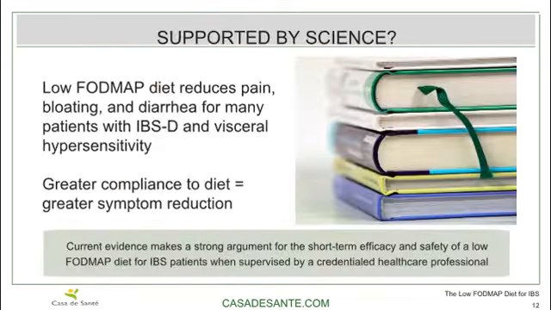The low FODMAP diet reduces pain, bloating, and diarrhea for many patients with IBS-D and visceral hypersensitivity. Greater compliance to diet results in greater symptom reduction. Current evidence makes a strong argument for the short-term efficacy and safety of a low FODMAP diet for IBS patients when supervised by a credentialed healthcare professional.